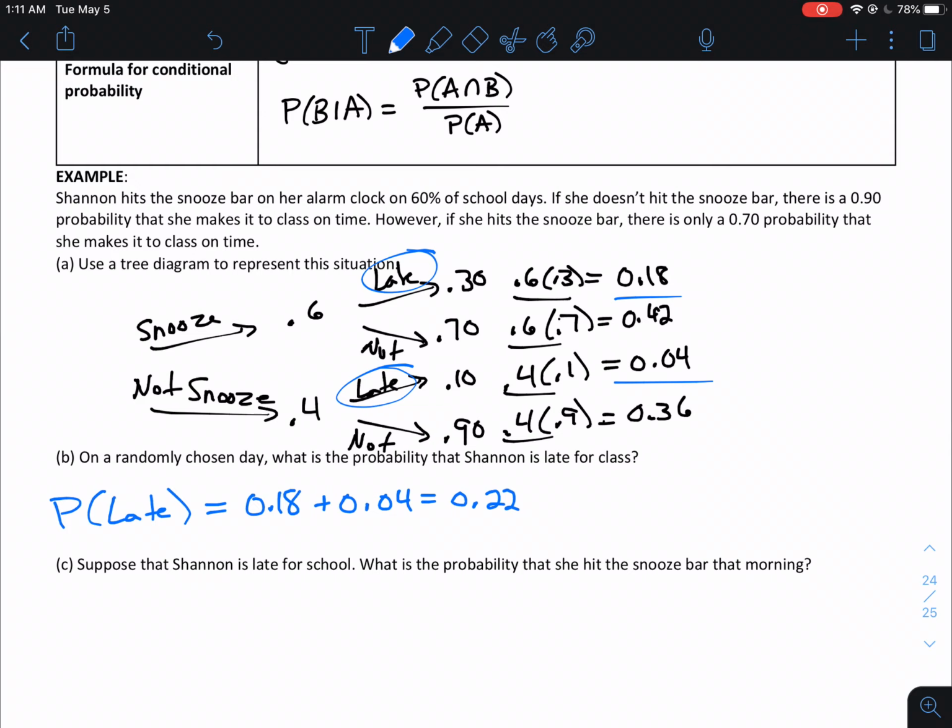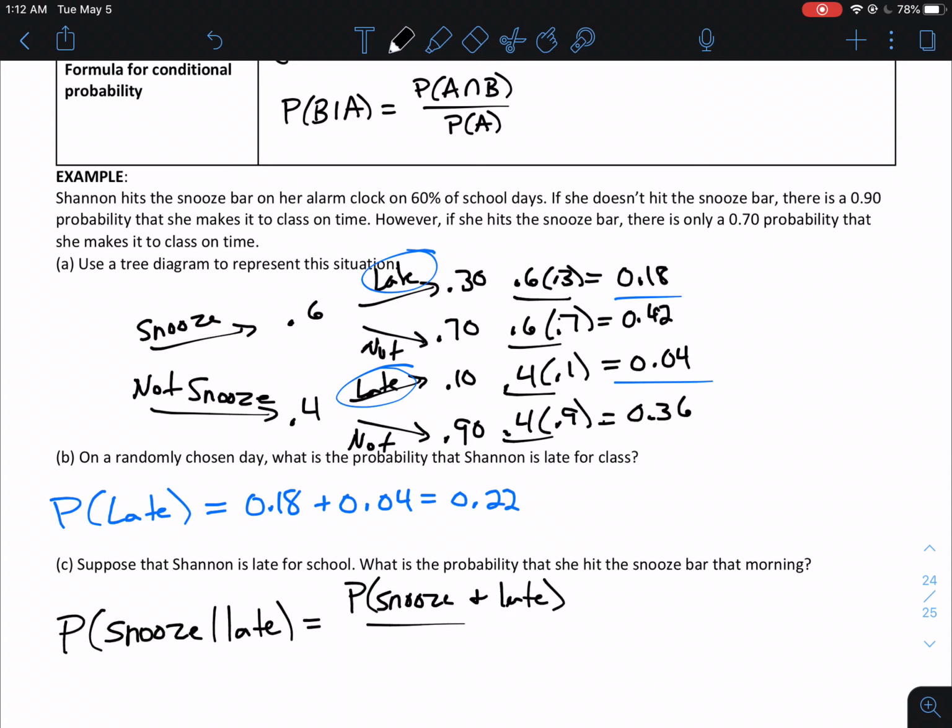All right, so for C, suppose that Shannon is late for school. What is the probability that she hit the snooze bar that morning? So we want to know what is the probability that she hit the snooze bar, given that we know that she was late to school. Okay, so let's think about how we would use the formula for conditional probability. What we want to know is the probability that she hit the snooze bar and is late, and we're going to divide that by the probability that she was late.